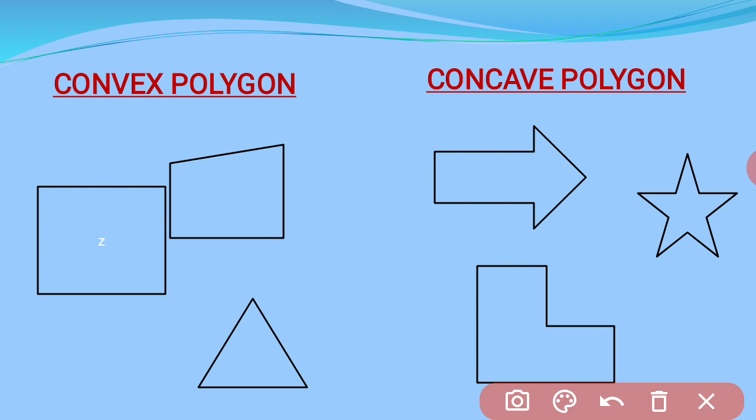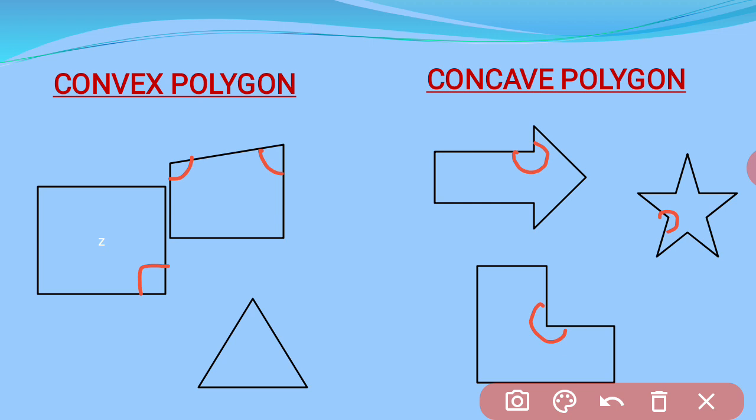Now if we think of convex polygon, here the angles are 90 degrees. Few are acute angles. There may be obtuse angles also, for example here. But when we talk about concave polygon, the angles may be reflex angles. That means at least one angle will be a reflex angle. So you can see the reflex angles here.